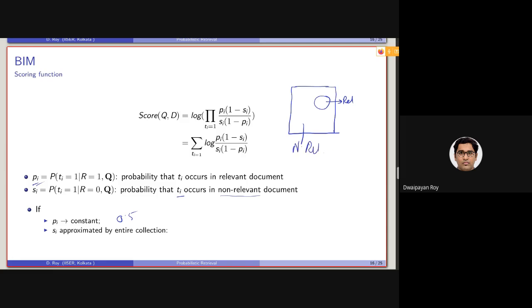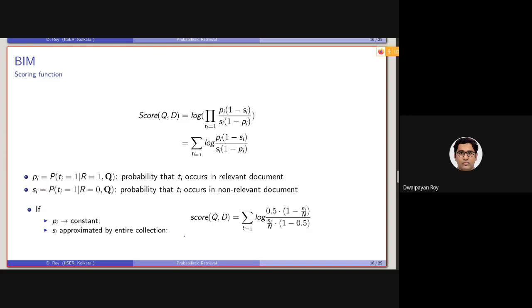Right? Now, this Si, which is the probability that Ti occurs in this set, that is excluding the relevance, can be considered based on its occurrence in the entire collection. This is a very important assumption. So basically, the entire collection is considered as the non-relevant set. Why? Because the relevance set is a very tiny one, a very small fraction, an epsilon set you can consider. So Si can be approximated by the entire collection.